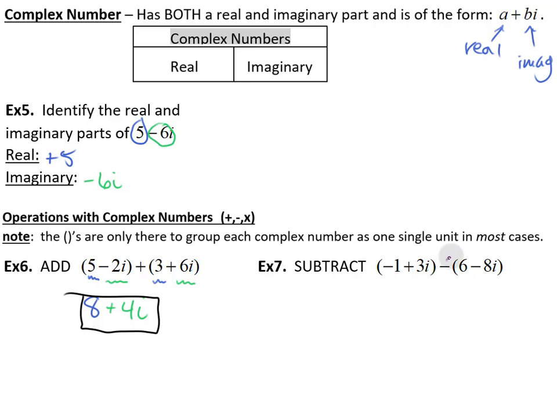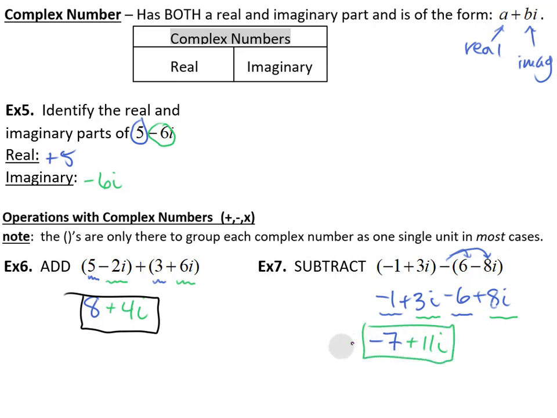Now, just like we did before, I do need to change this to adding the opposite, or distribute my negative signs. That becomes negative 6 plus 8i. Sorry, having pen difficulty here. And there's nothing to distribute through the first set of parentheses. Once again, let's take our real parts and combine them. Negative 7. Then we're going to take our imaginary parts and combine them. Positive 11i. And that is our answer. You write the real part first, imaginary second.